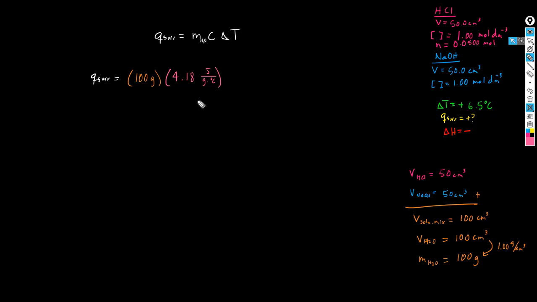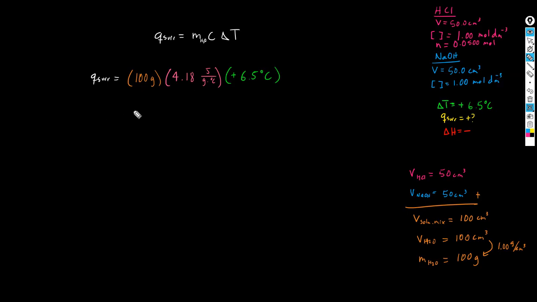And then finally, we have delta T, which comes directly from the question. The question said that the temperature rose by 6.5 degrees Celsius, meaning that the temperature change, delta T, is 6.5 degrees Celsius. So all we have to do now is grab these numbers and multiply them by each other. The hard part is not the actual math, it's just figuring out what all the numbers are.